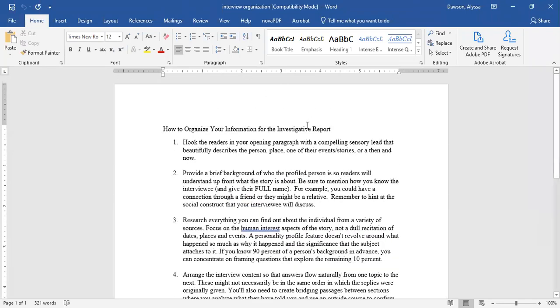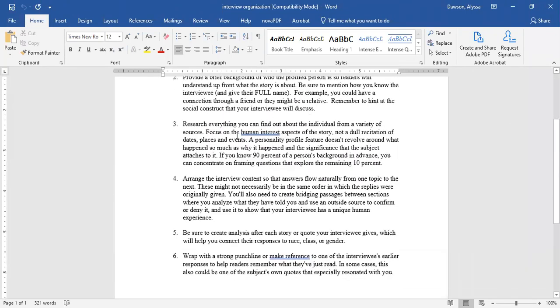So if you look in this, how to organize your information for the investigative report, number 4 can help you with that. Arrange the interview content so that answers flow naturally from one topic to the next. These might not necessarily be in the same order in which the replies were originally given.